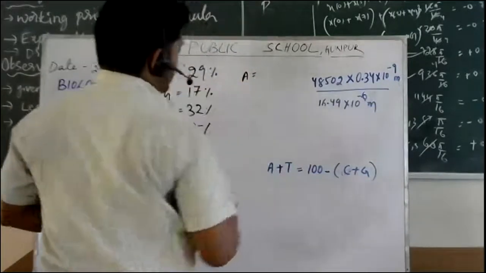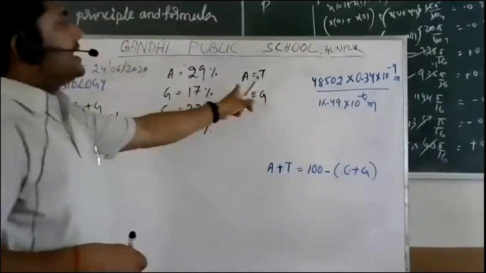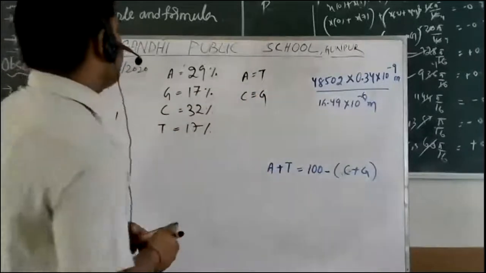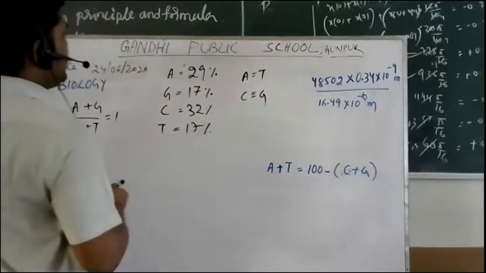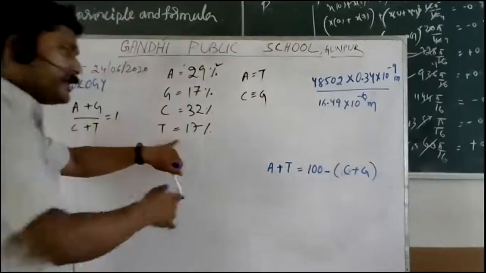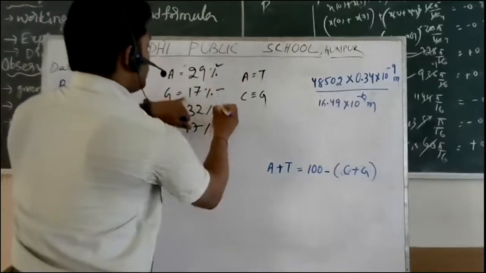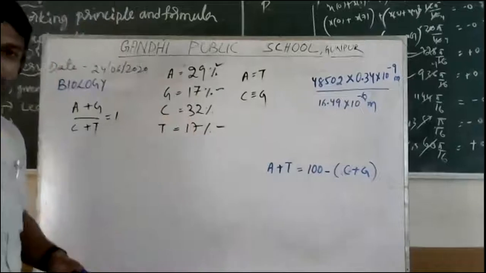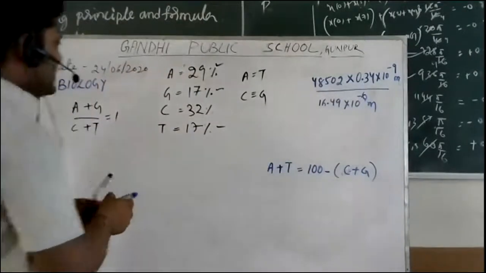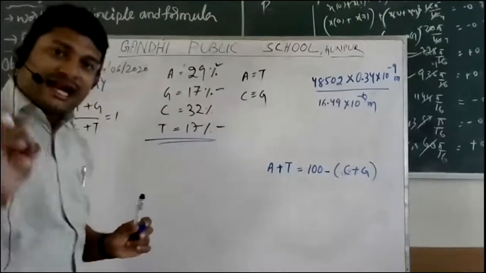A double bond with T, C triple bond with G. So accordingly, A and T should be equally present, and C and G should be equally present. Now, if you can see here, A is 29%, so ideally T should be 29%. That is not the case. Similarly, G is 17%, so C should be 17%. Again, that is not the case here. So this one cannot be a double stranded DNA.